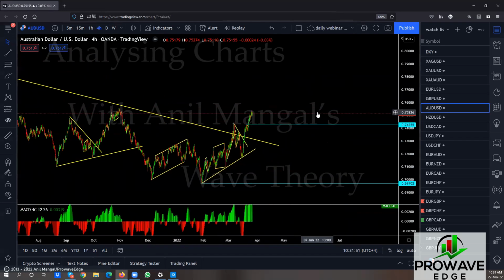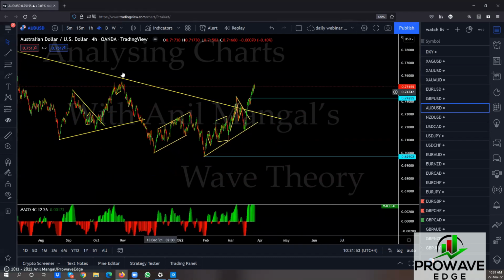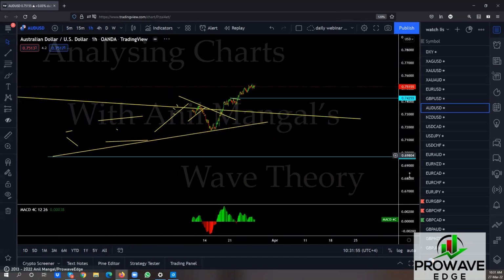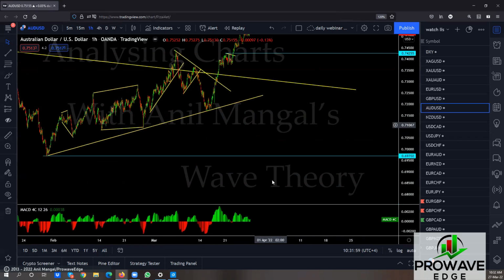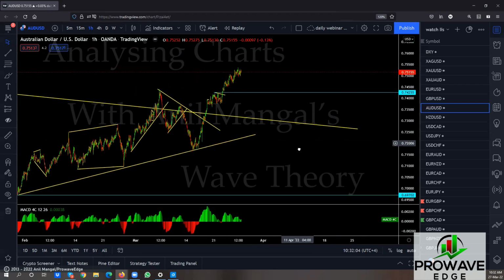As long as you stay in here, it could still retest the low. So although we are buying here, we're buying with caution. And we're keeping an eye on it, that at any time it could drop, make a new low, and then go back up. All of that will still be part of a more complex pattern.